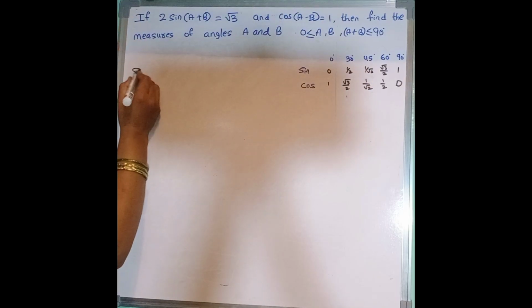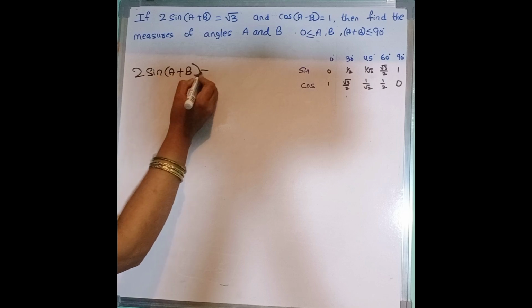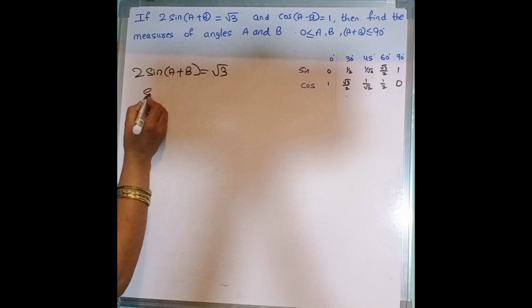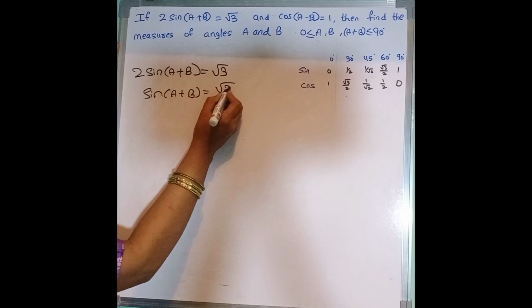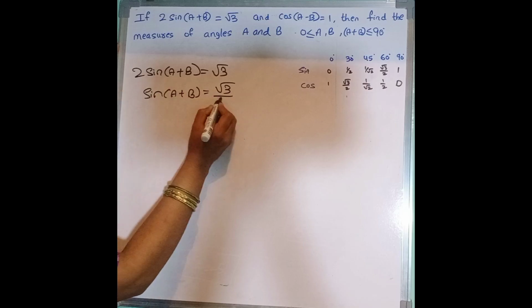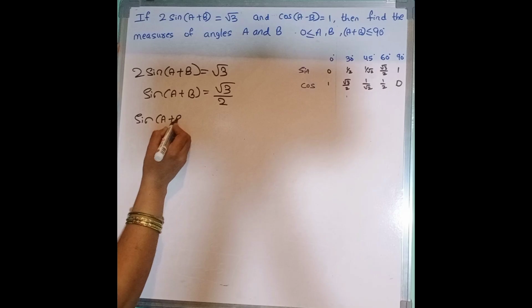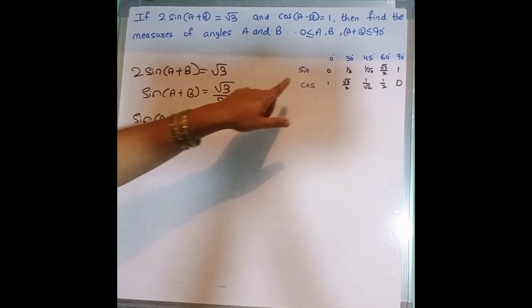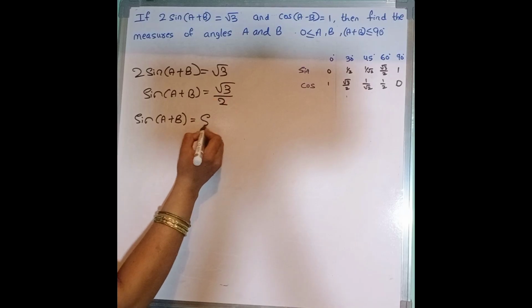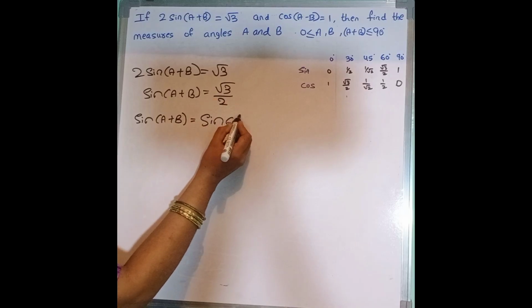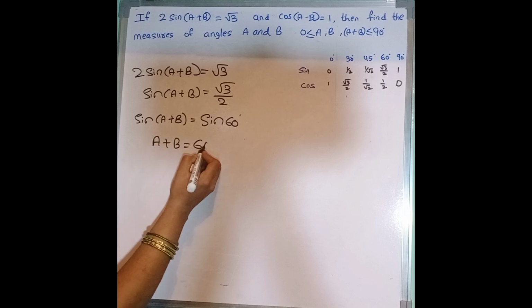Given is that 2 sine of A plus B is equal to root 3. Then sine of A plus B is equal to root 3 divided by 2. Here the 2 is a multiplication, so it becomes a division. Sine of A plus B is equal to root 3 by 2. Sine of 60 degree is root 3 by 2. That means here I will write sine of 60 degree. Next, A plus B is equal to 60 degree.